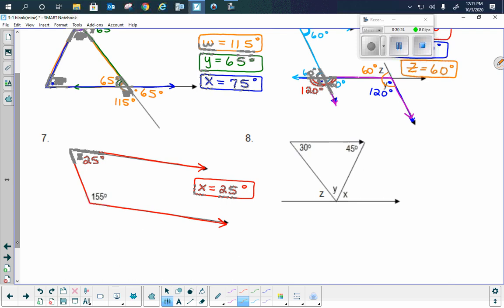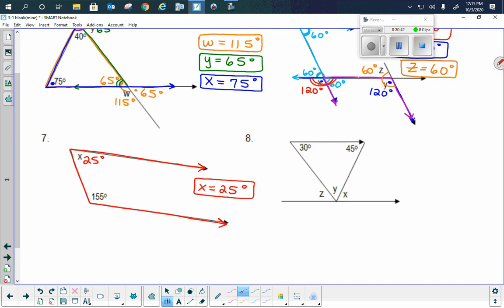When I see a triangle and down here a straight angle, those are my two things that I'm going to be using to my advantage. That's really all I see in the picture, a triangle and a straight angle. Then I'm going to go ahead and use, in this case, a lot of z's.